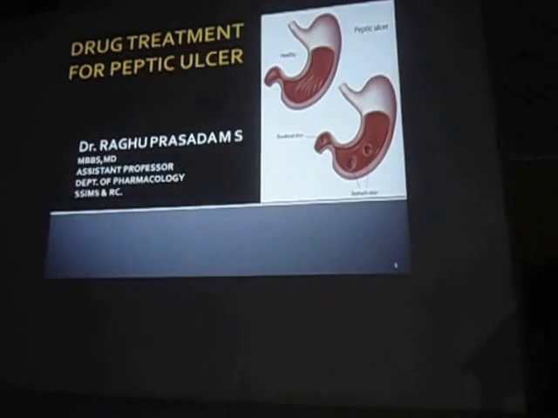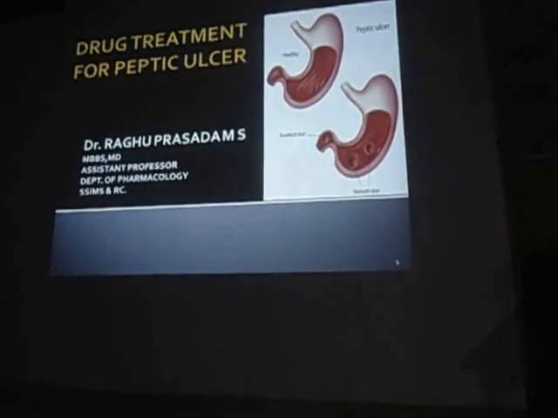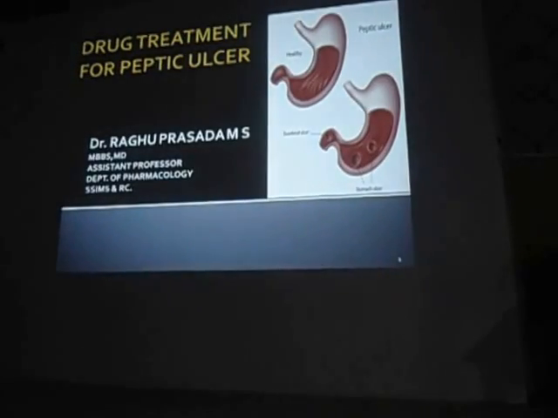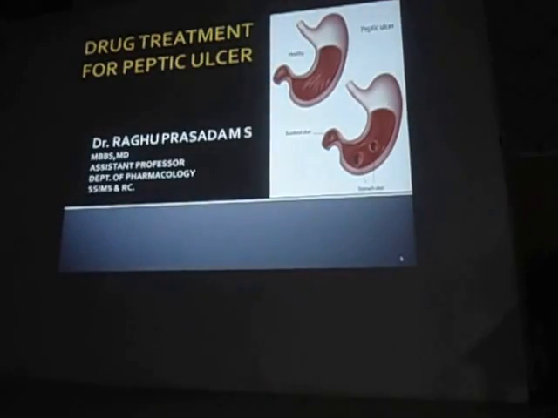I'll just briefly brush up what we studied in the last class and we'll continue with this. So last class we started with the drugs acting on peptic ulcer. So what are the different classes of drugs we have studied?